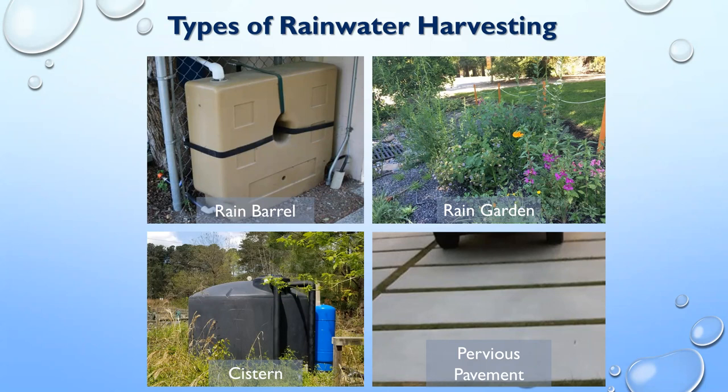And we're going to talk about some cisterns, which are a larger form of a rain barrel. When you get over 200 gallons, we consider it a cistern. We're going to talk a little bit more about that. And we're going to talk about pervious pavement. So I'm going to actually start with that last one.